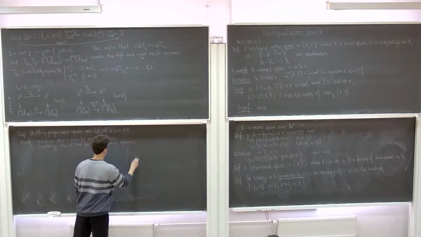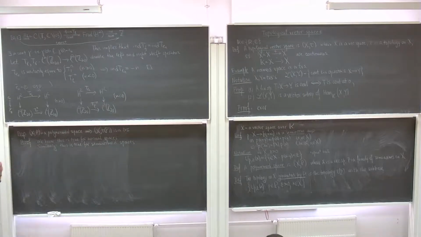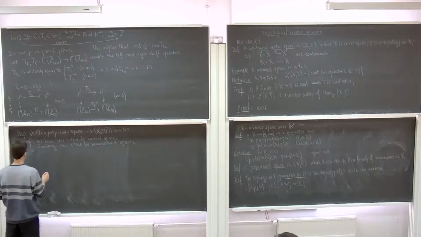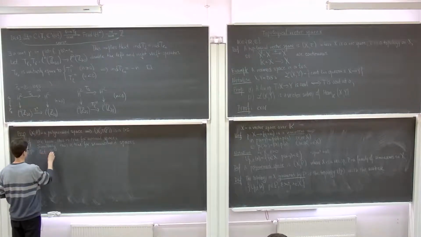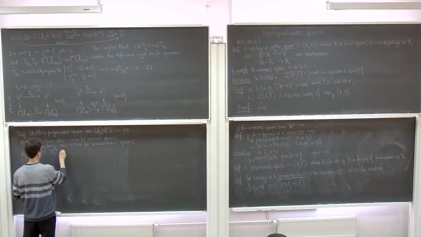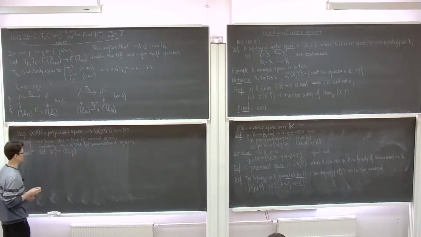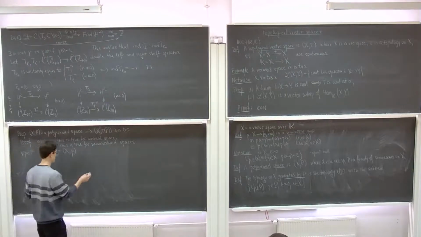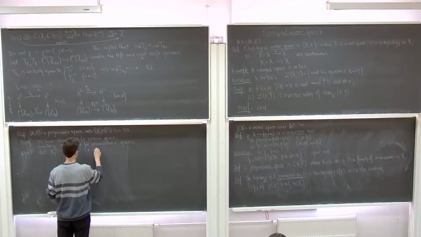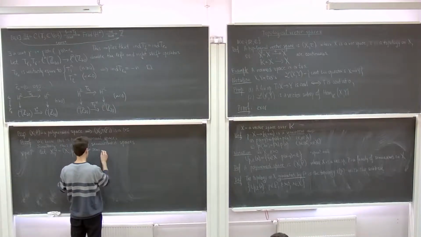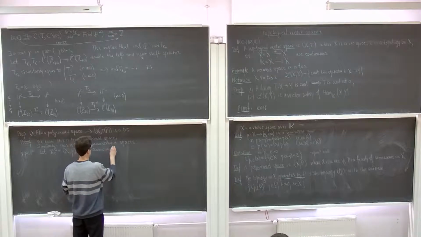And now we reduce the general case, the case of an arbitrary polynomial space, to the case of semi-norm spaces. We do it in the following way. For each semi-norm little p from our family, we denote by X_p the space X equipped with only one semi-norm little p. So this is a semi-norm space. We forget about all other semi-norms from our family. We keep only one of them.